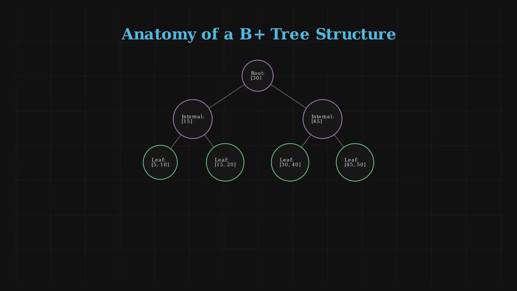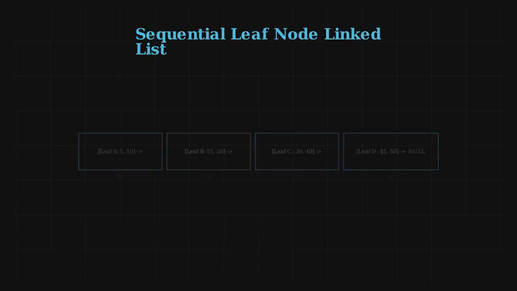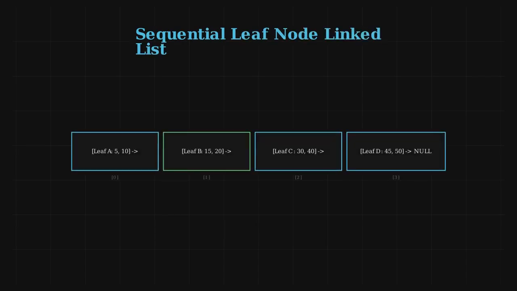Internal nodes only hold search keys and child pointers to direct searches, while actual records or data pointers reside exclusively in the leaf nodes. A key feature of the B+ tree is that all leaf nodes are linked sequentially. This doubly linked list structure enables highly efficient range scans, avoiding expensive tree traversals.